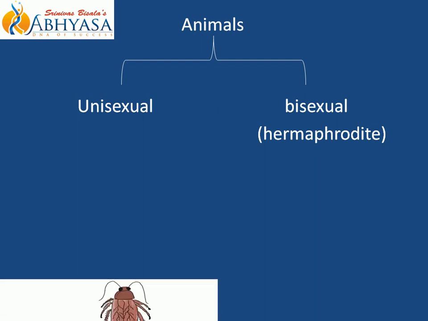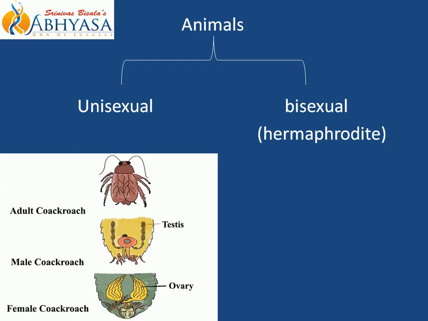We will see just one example here. Now unisexual, do you remember what it meant from the last slide? Uni means single. In an organism, a single sex will be present. So you have male cockroach and female cockroach separately located. Or you can say in male cockroach you will have only male reproductive system, and in female cockroach you will have only female reproductive system. Why? Because cockroach is a unisexual organism.